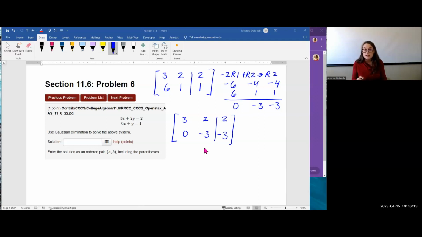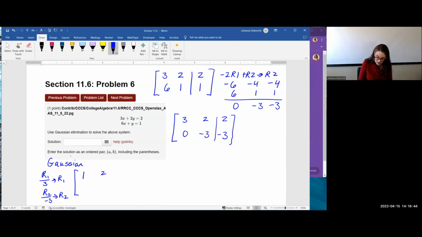If you want to do Gaussian, the next step that you should do would be to divide row 2 by -3 and row 1 by 3. So we'll do each one separately. So Gaussian, I would take row 1, divide by 3, put it back into row 1, and I would take row 2, divide by -3, and put it back into row 2. So this would give me 1, 2/3, 2/3, and then I would have 0, 1, 1, right?